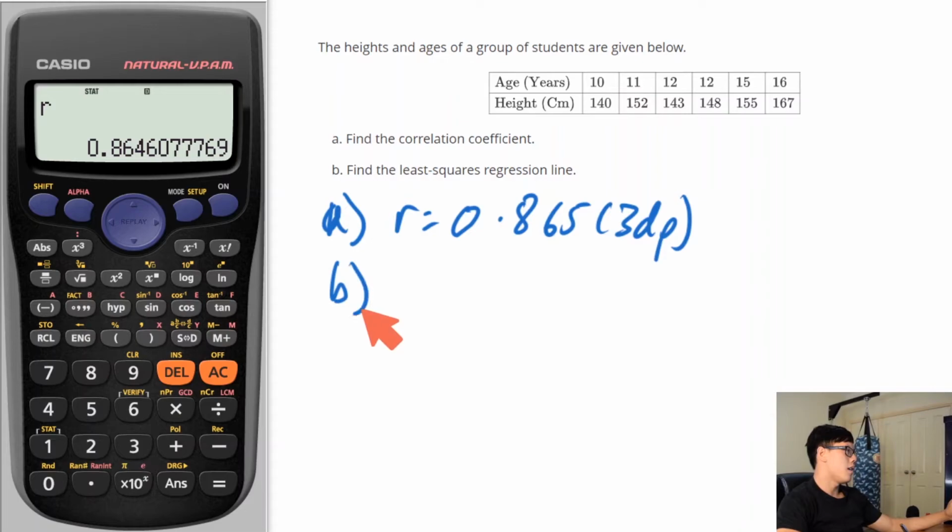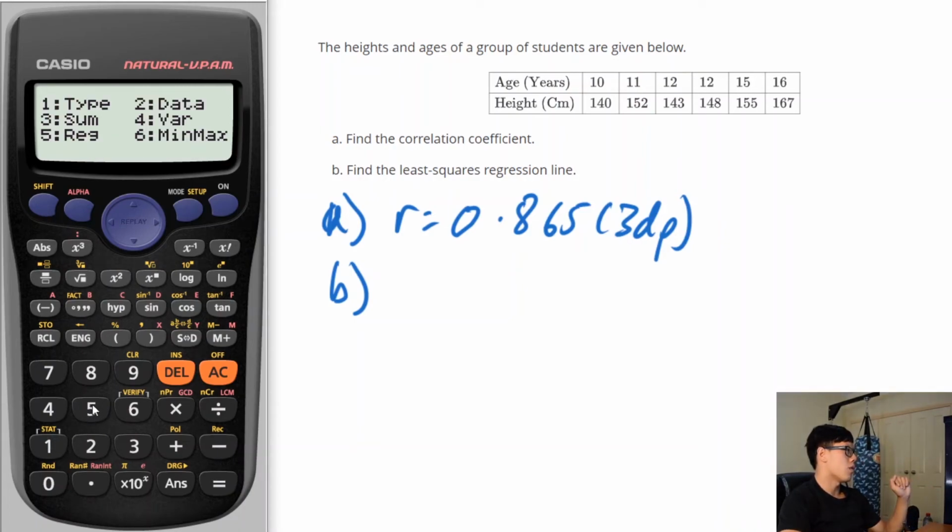Now part B, find the least squares regression line. Luckily for us, we don't have to go through and type in all of our data again, since we already typed it in before, the calculator has saved it in the background. So what I'm going to do is Shift 1 again and go back to regression. And now the options I'm interested in this time are number 1 and number 2 for A and B, which are the coefficients that I'm going to use for my equation. So I'm going to choose number 1 first, equal sign.